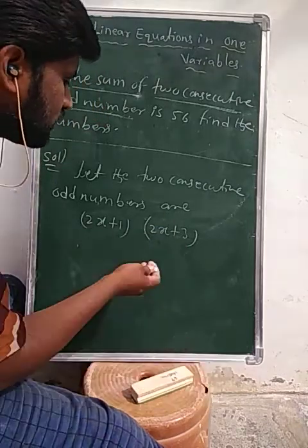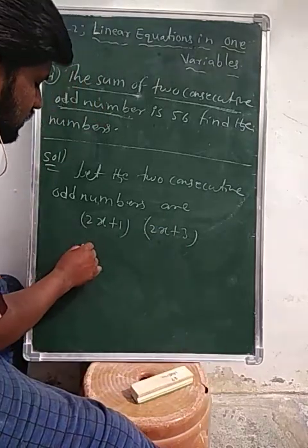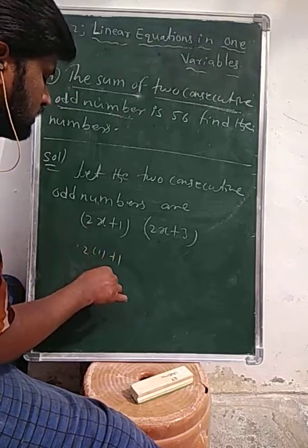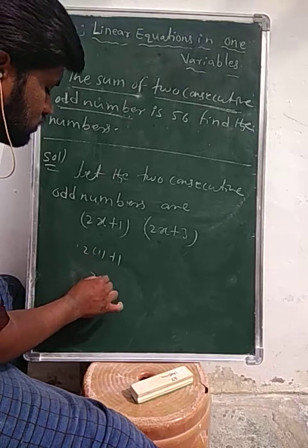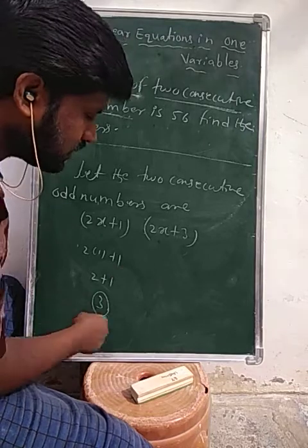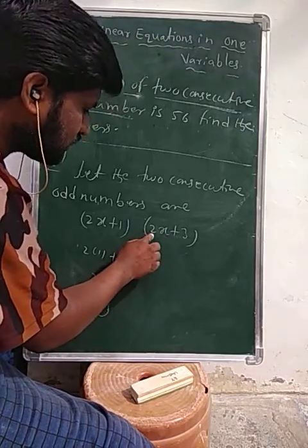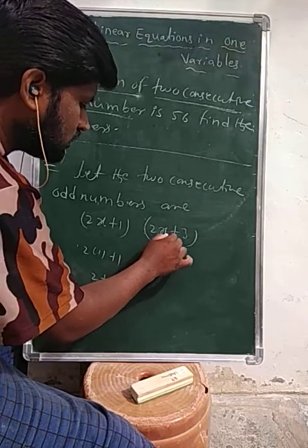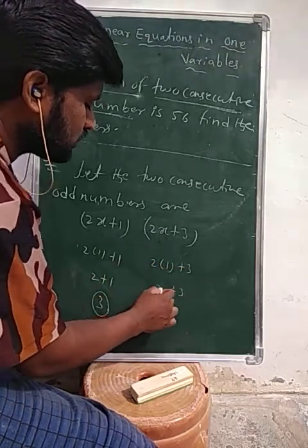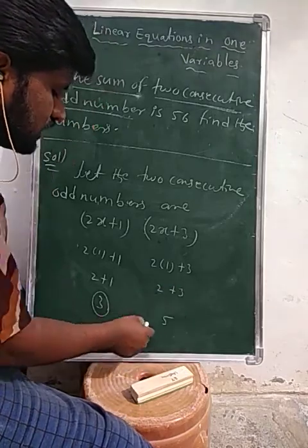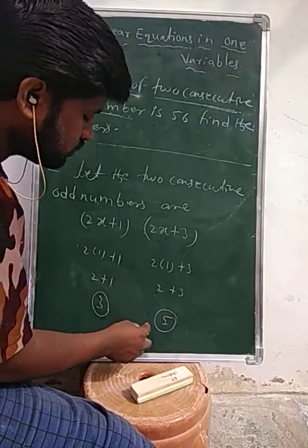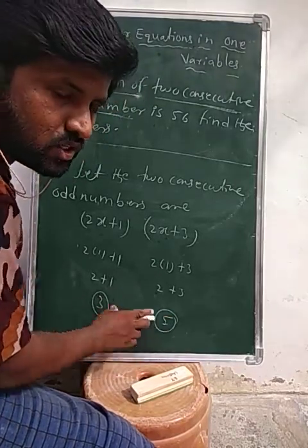So I just want to verify it. In the place of x I am going to take 1. So 2 of 1 is 2, plus 1, what I get here is 3. Next, if I take in the place of x again 1, 2 of 1 plus 3, 2 ones are 2, plus 3, that is 5. After 3, what is the next odd number? That is 5. So these two, 3 and 5, are the consecutive odd numbers.